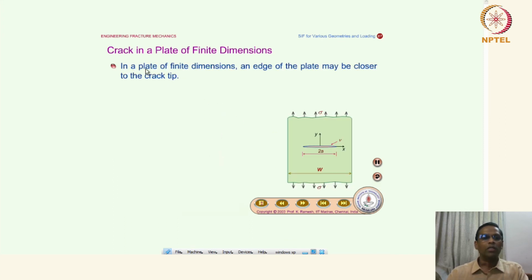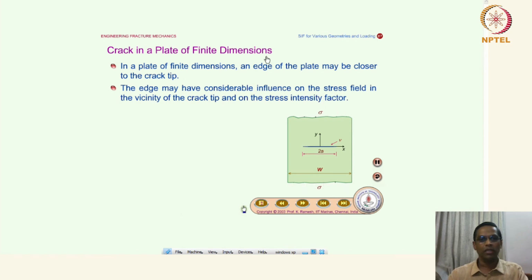Now we look at a crack in a plate of finite dimensions. So far we have looked at the crack problem in an infinite plate subjected to biaxial loading, and we looked at the origin at the center of the crack as well as at the crack tip. We have seen the solutions. Now we look at finite dimensions, so that means fixed dimensions.